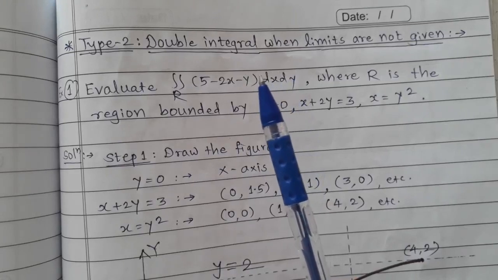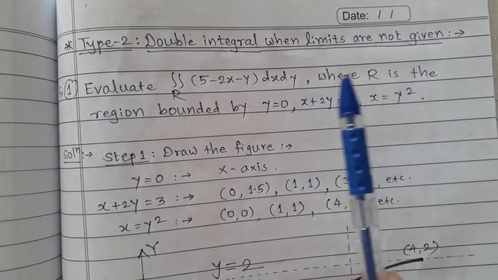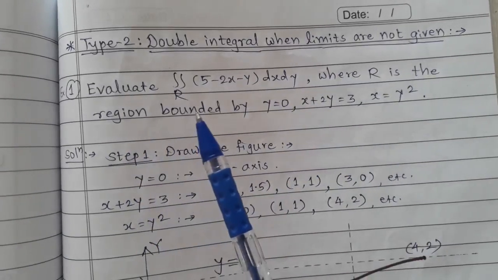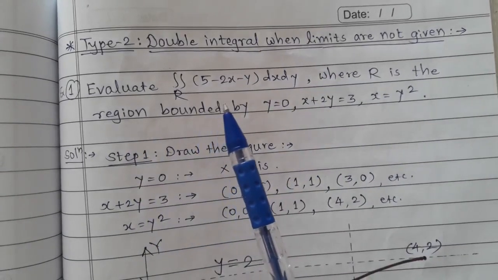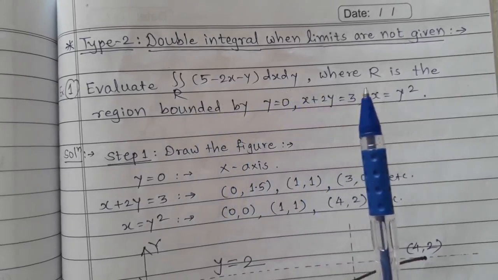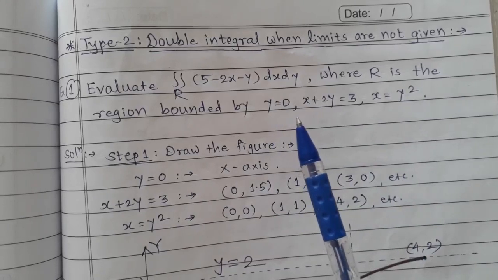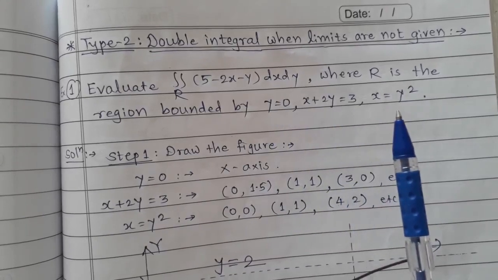Consider the problems under this type now. Double integral when limits are not given. The first example: evaluate the double integration over R of 5 minus 2x minus y dx dy, where R is the region bounded by y equal to 0, x plus 2y equals to 3, x equal to y square.